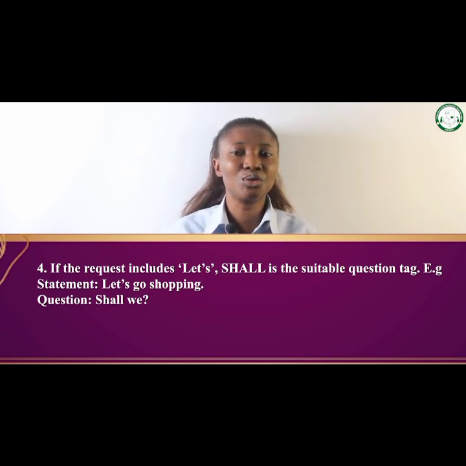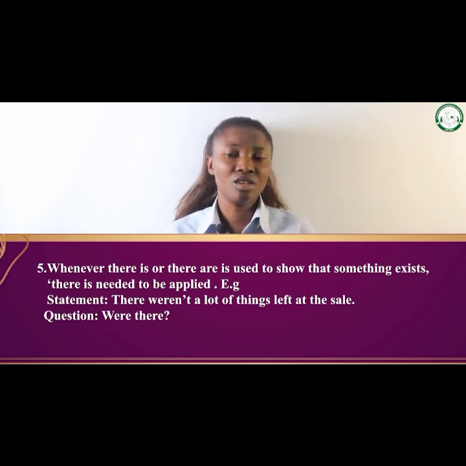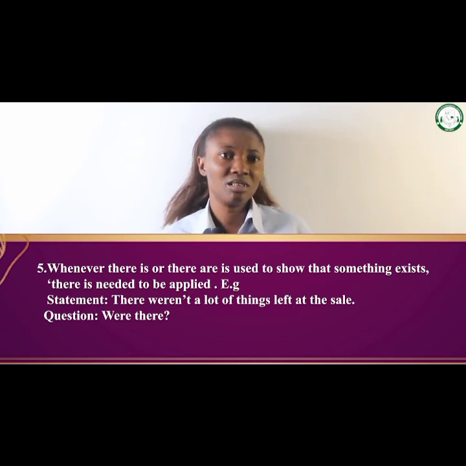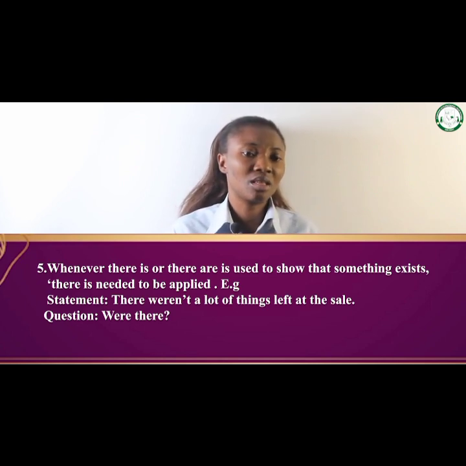Now let's move to the last but not the least of the rules of Concord. Although there are lots of rules, let's limit it to this. Whenever there is or there are is used, in order to show that something exists, there is something, there are something, the there also needs to be applied in the question tag. Let's look at the example.